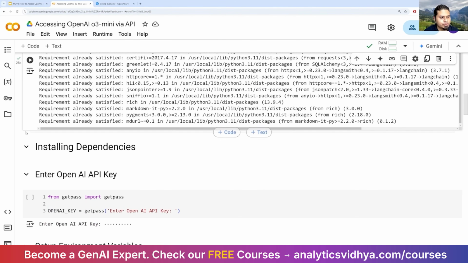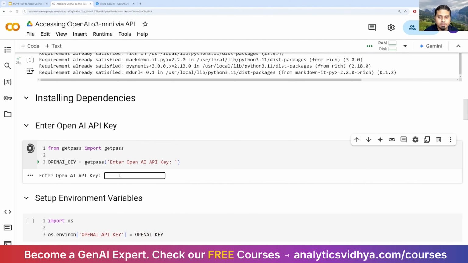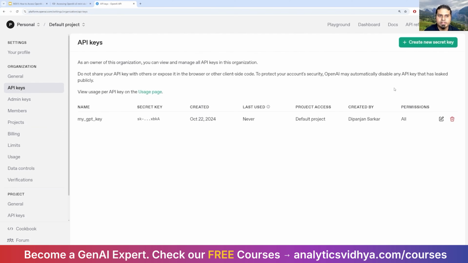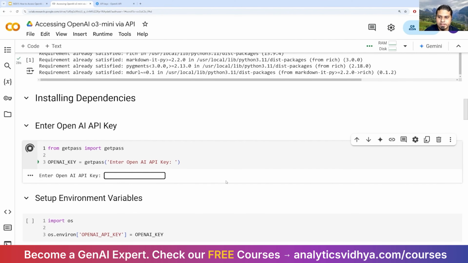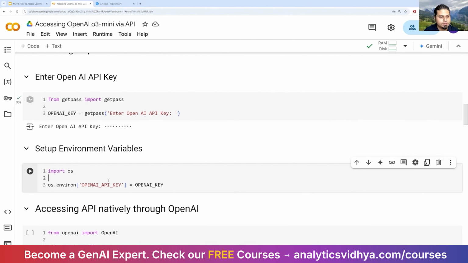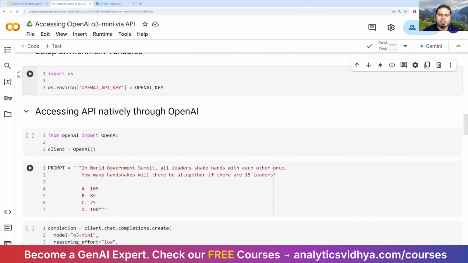The next step is to enter your OpenAI API key. This is the key which you would get by setting it up here and making sure that your billing is enabled. So I already have my key, which I will enter here. And after this, we need to set up some environment variables so that the key can be accessed from the operating system environment variables directly through the libraries we'll be using to connect with the OpenAI model. So now I'll show you two things. One is how you can access the API natively through the OpenAI library itself provided by the OpenAI organization. And two is how you can use the LangChain wrapper, which makes a lot of things much simpler.